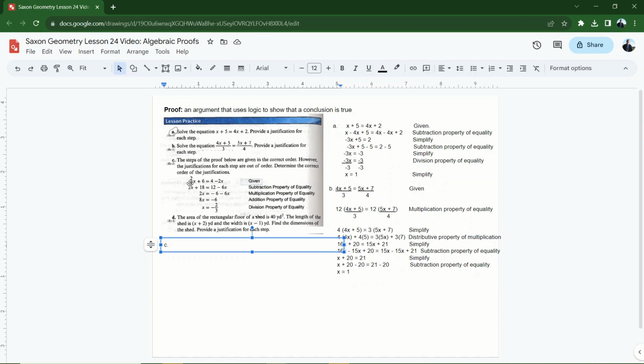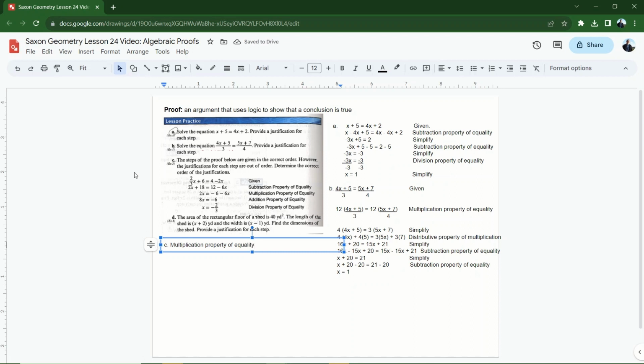So let's just take a look. 2/3 x plus 6 equals 4 minus 2x. That is given. Step 1, 2x plus 18 equals 12 minus 6x. It seems like the multiplication property of equality was used to multiply both sides times 3.